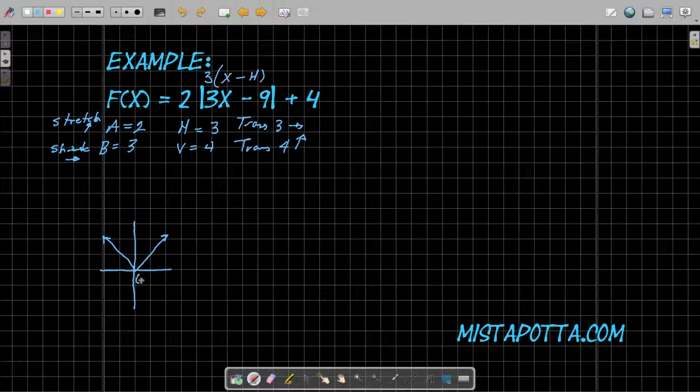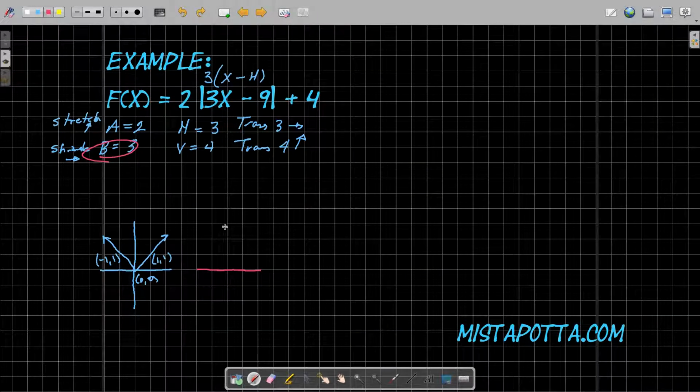So I know the absolute value function goes through 0, 0. I know it goes through the point 1, 1, and I know it goes through the point negative 1, 1. So the first thing that I need to do is take care of this horizontal translation. I'm going to be shrinking by a factor of 3, which means all of these points are going to be moving inwards by a factor of 3.